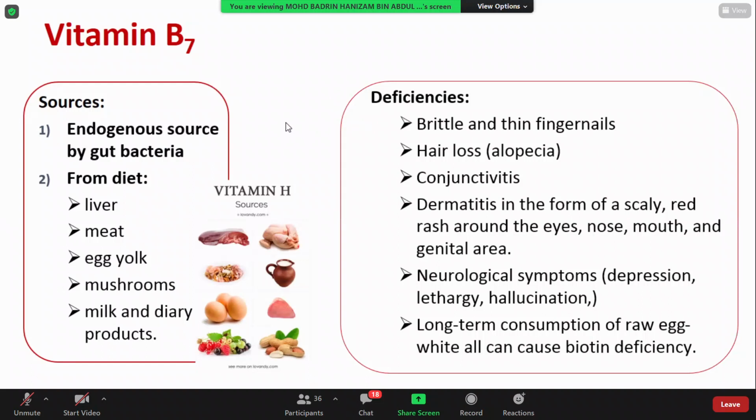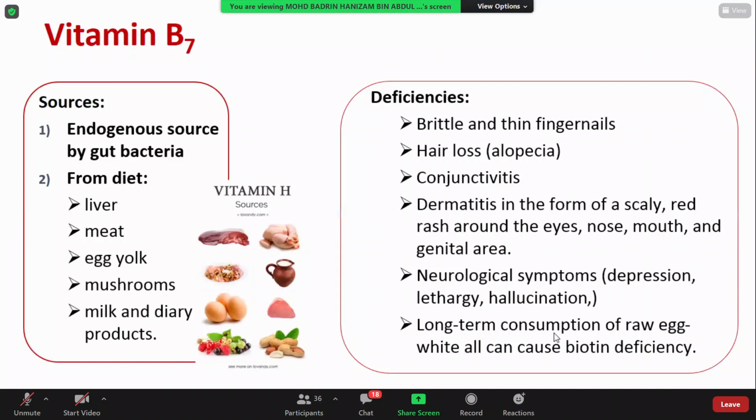And the deficiencies for this vitamin B7 can cause brittle and thin fingernails, hair loss, conjunctivitis, dermatitis in the form of scaly red rash around the eyes, nose, mouth, and genital area. It can also cause neurological symptoms such as depression, lethargy, and hallucination. Long-term consumption of raw egg white can cause biotin deficiency. Okay.